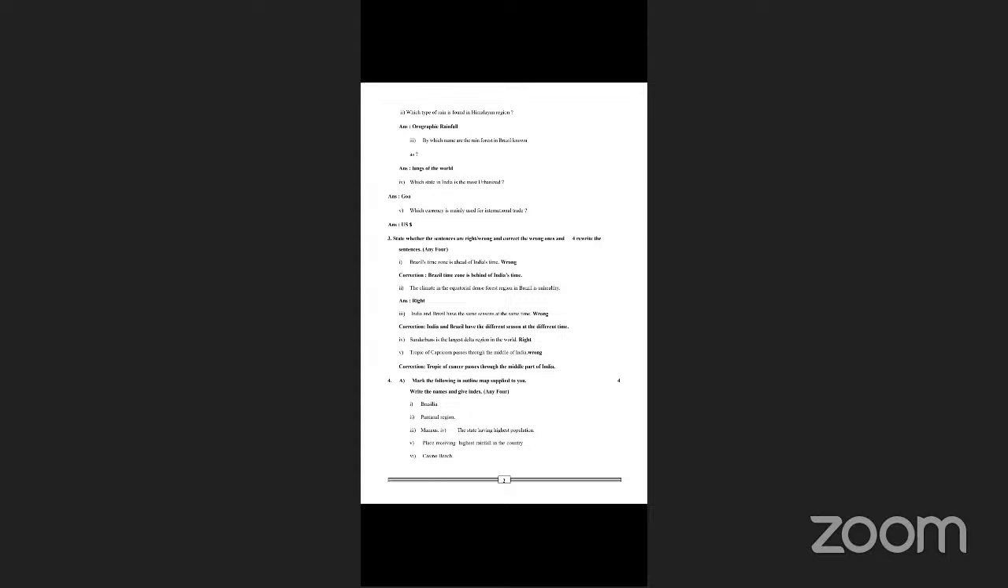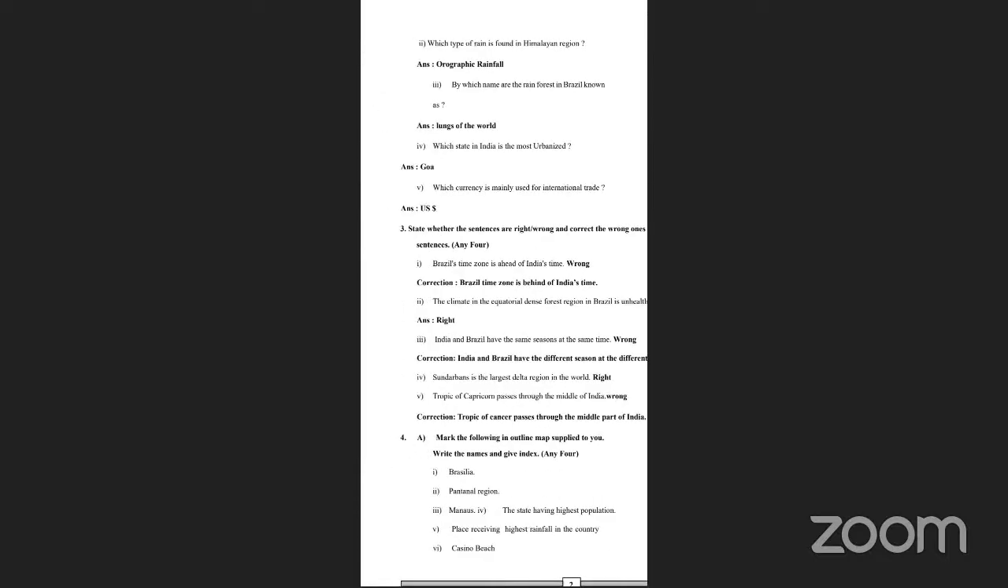Third one, by which name are the rainforests in Brazil known? The rainforest in Brazil is known as the lungs of the world. As the Amazon River basin has evergreen rainforest, they release oxygen in a large amount and absorb carbon dioxide on a large scale. Because of that, we consider them the lungs of the world. Lungs of the world is the correct answer.